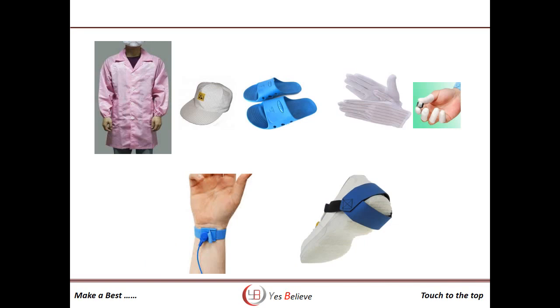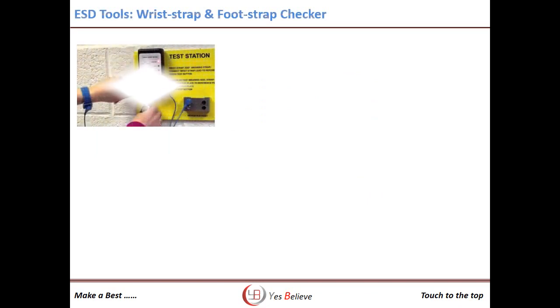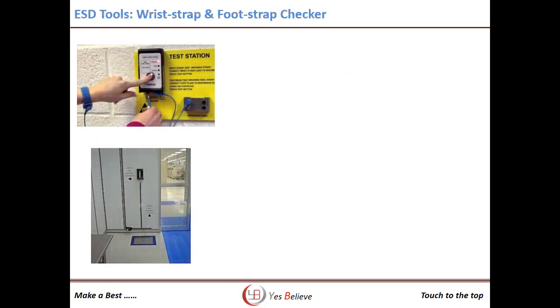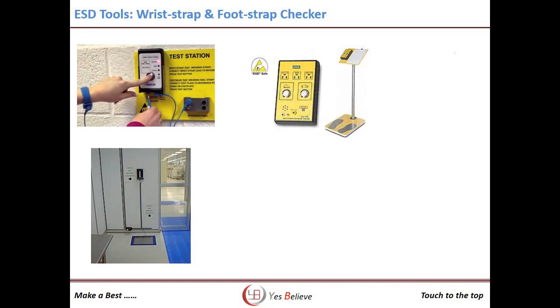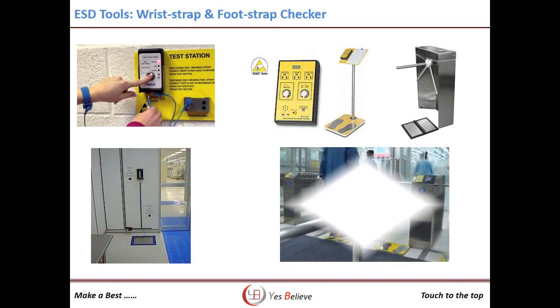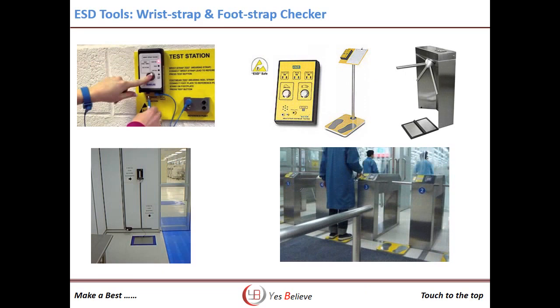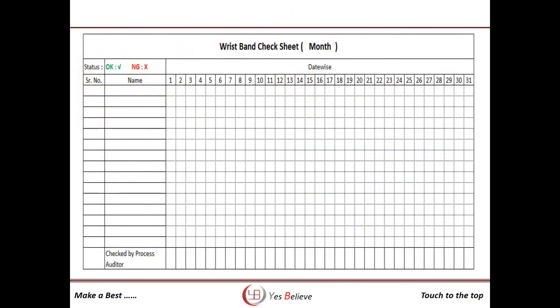Let's check the basic tools needed at the SMT shop floor. The first one is a wrist strap or foot strap checker. It is used to check whether the wrist strap is okay or not. So before the start of work, one should compulsorily check the wrist strap or foot strap. If you find your wrist strap NG, then immediately change it with a new one. You should maintain a wrist strap check sheet for each operator.